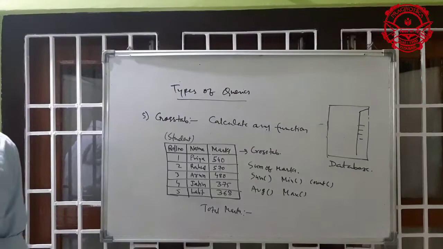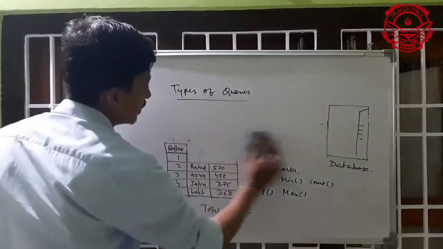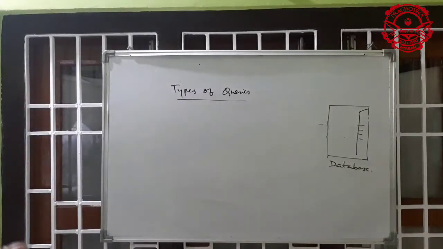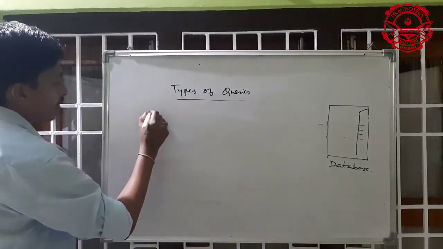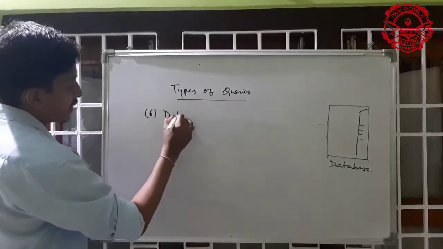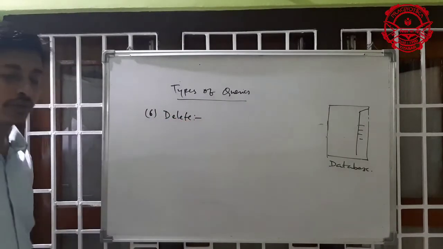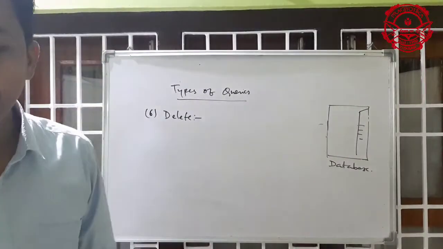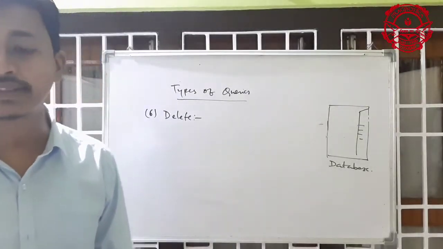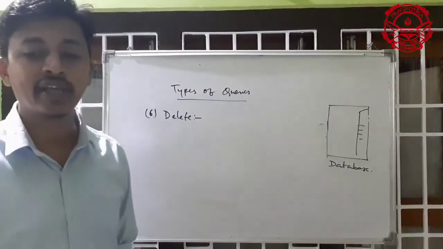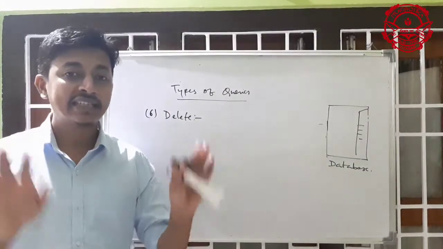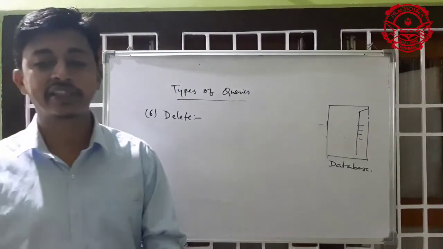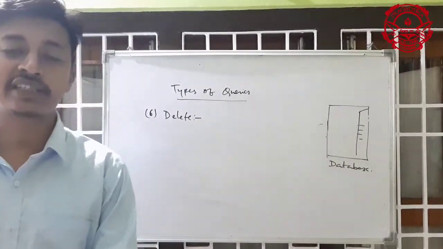Next is the last query, number 6, that is the delete query. Delete means you can delete any information from the records. You can see in the book, this query deletes information that matches the deletion criteria from the existing table, but deletes only that information which matches the deletion criteria.